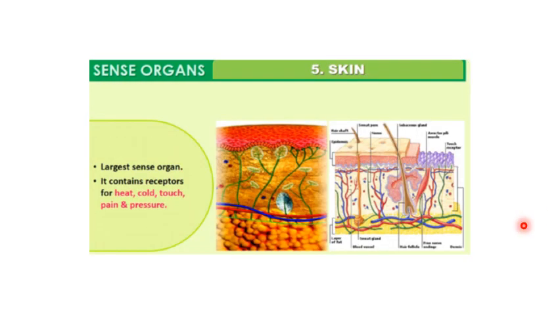Then we have the skin, which is the largest sense organ. It contains receptors of heat, cold, touch, pressure, and pain. So, because of the skin, we are able to detect all these stimuli which are present around us.